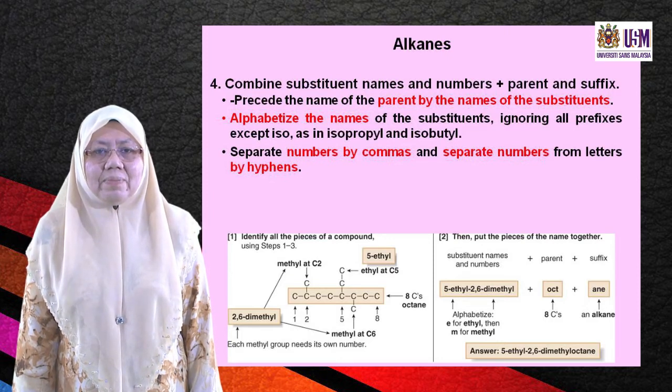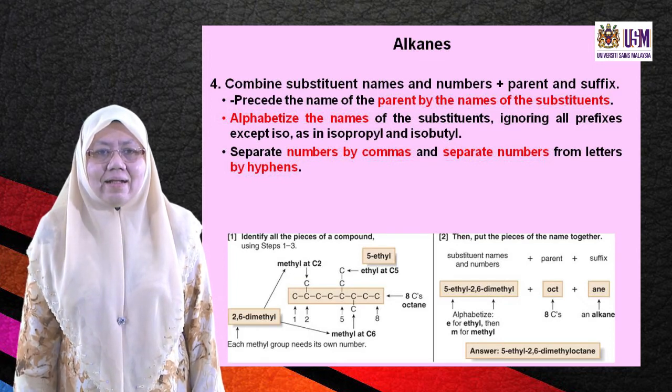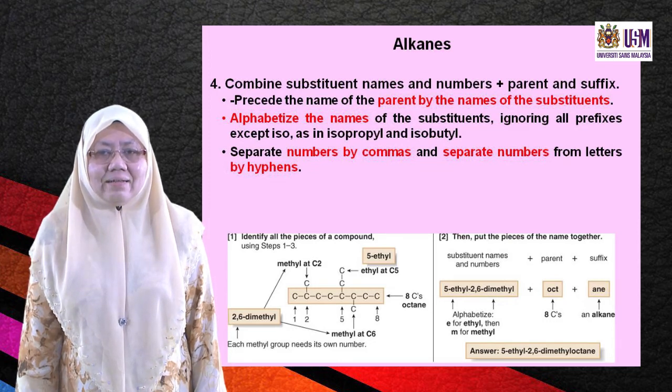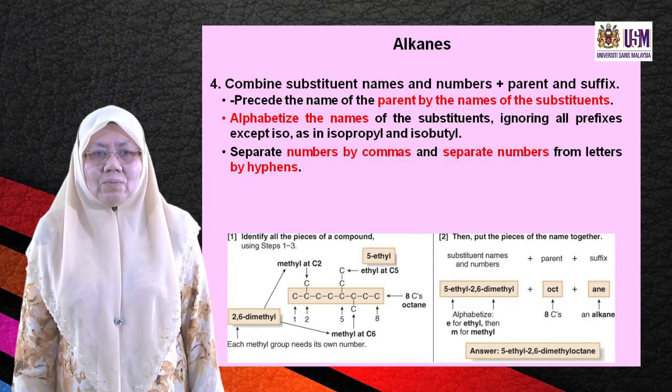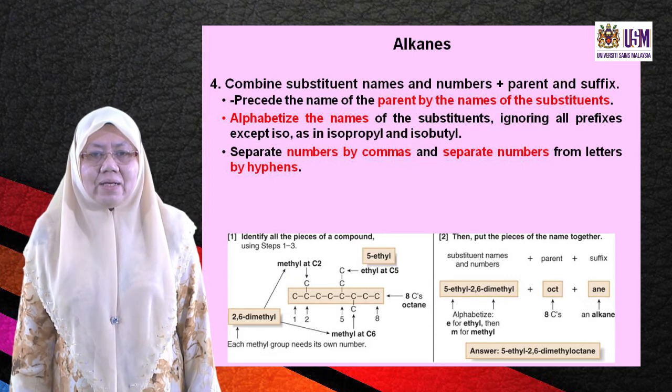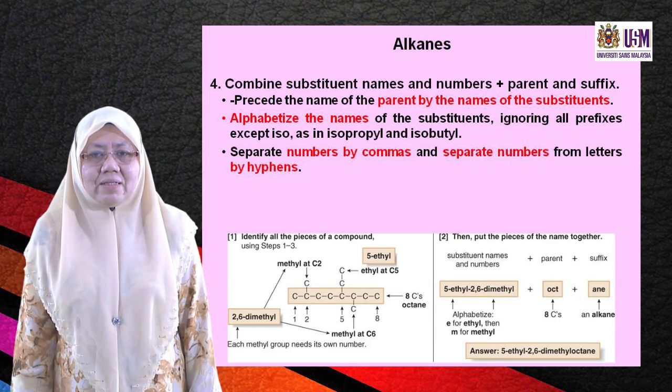Precede the name of the parent by the names of the substituents. Alphabetize the names of the substituents, ignoring all prefixes except iso, as in isopropyl and isobutyl. Separate numbers by commas and separate numbers from letters by hyphens.